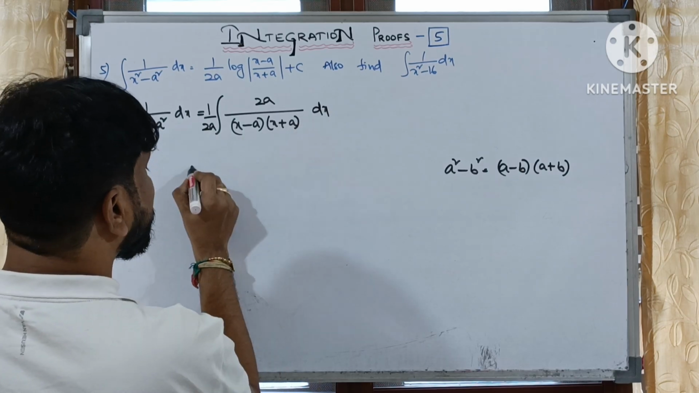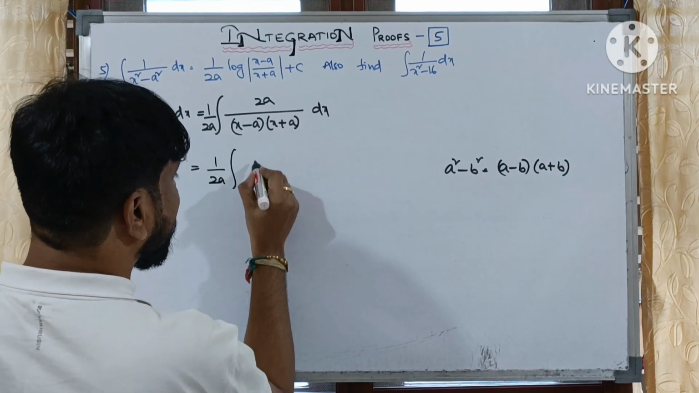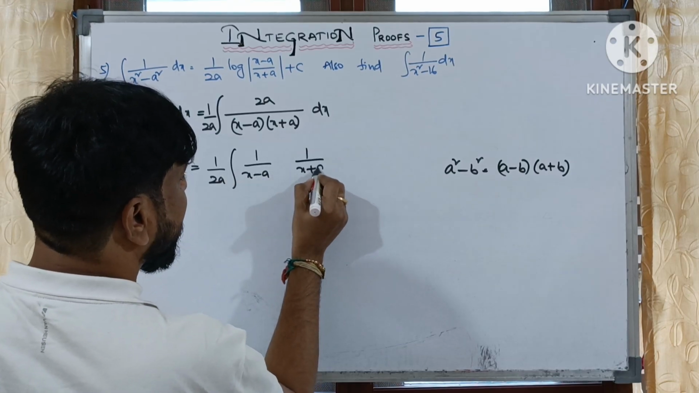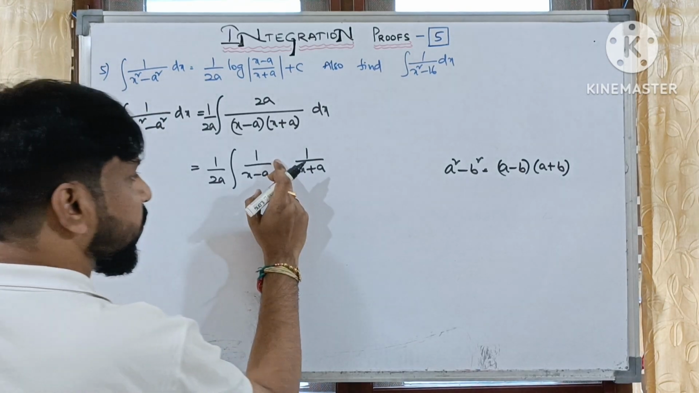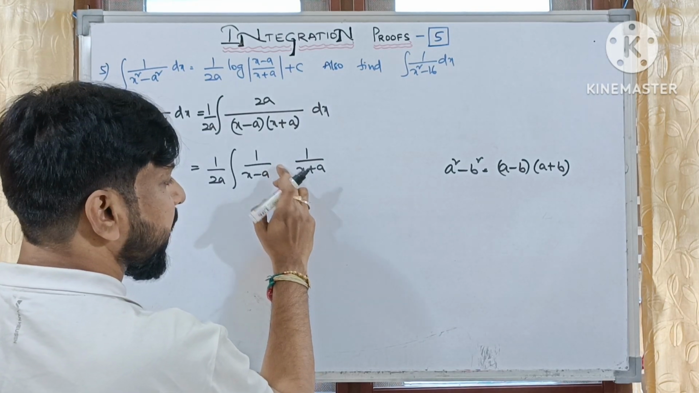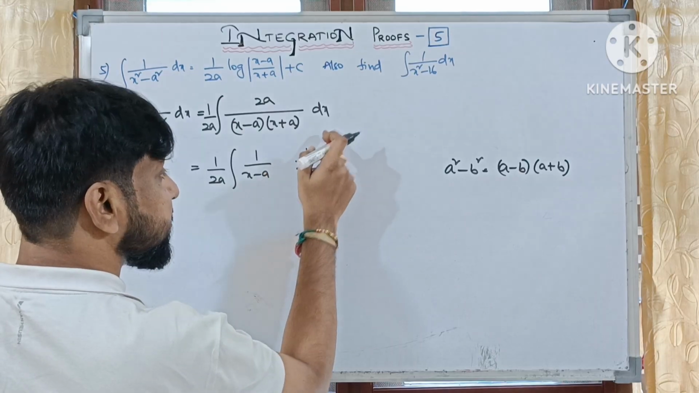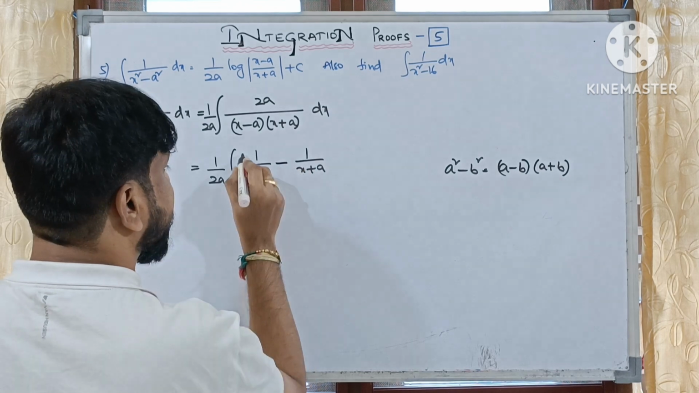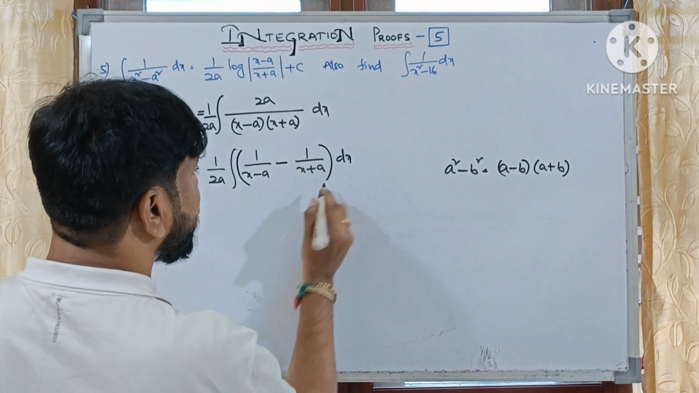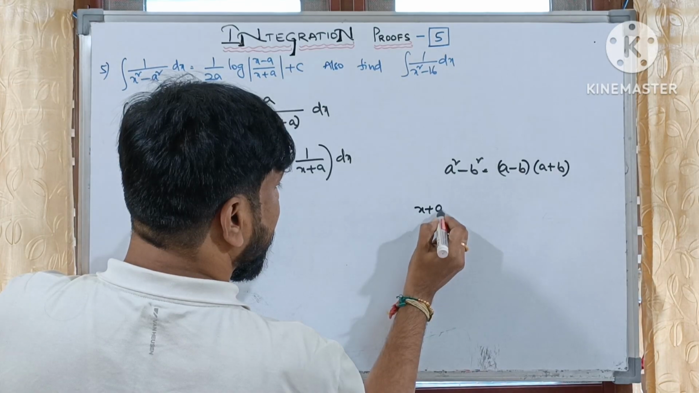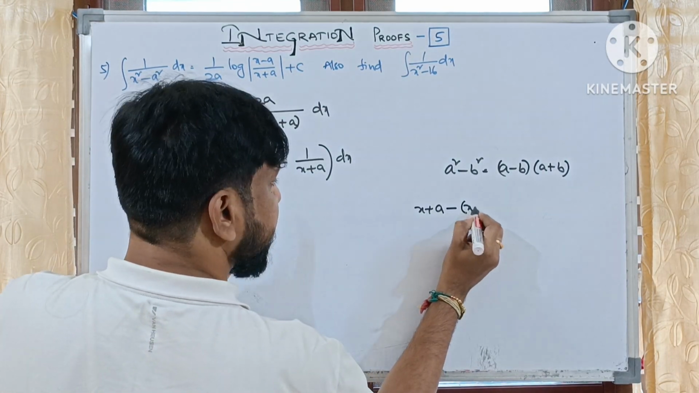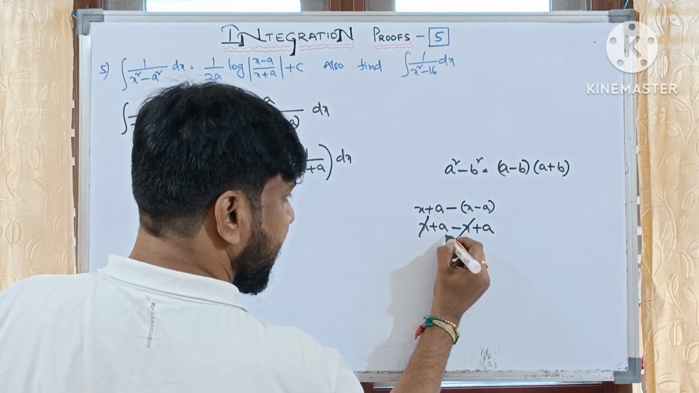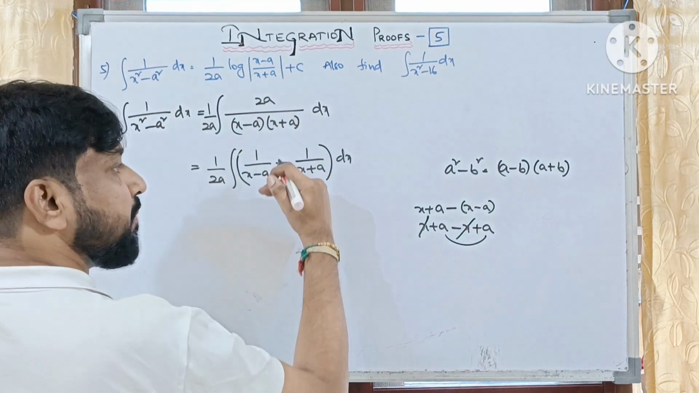Into dx. Now this can be written as 1 by 2a into integral 1 by x minus a, 1 by x plus a. In between, either you use a plus sign or a minus sign. For example, if you use a plus sign, what happens? x plus a plus x minus a, you get 2x. But in the numerator 2a is there, so we are going to take the minus sign. If you simplify, you get x plus a minus of x minus a, then x plus a minus x plus a, the x cancels, you get plus 2a in the numerator, so this will be balanced.